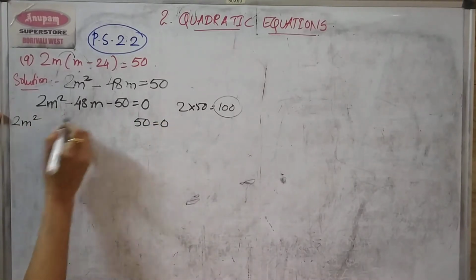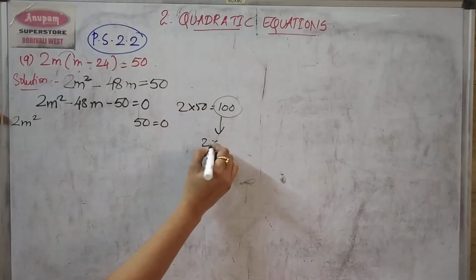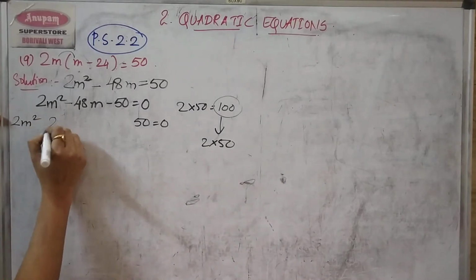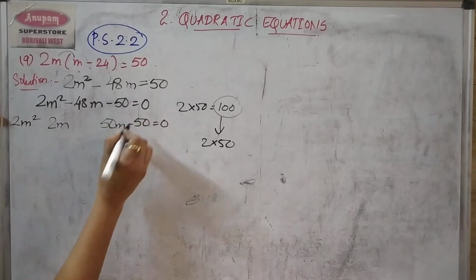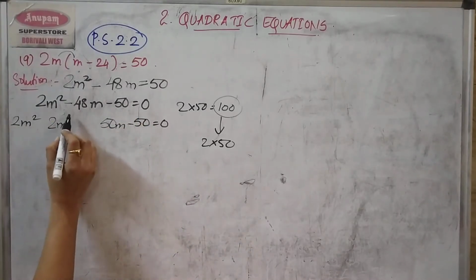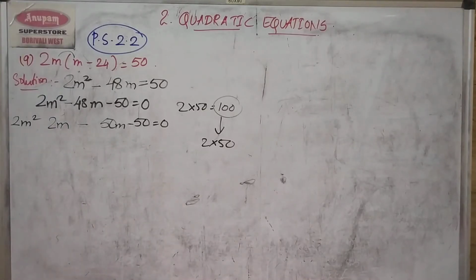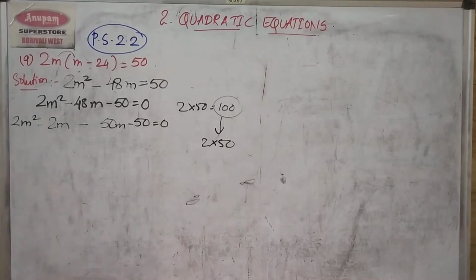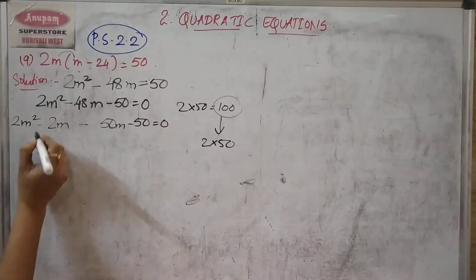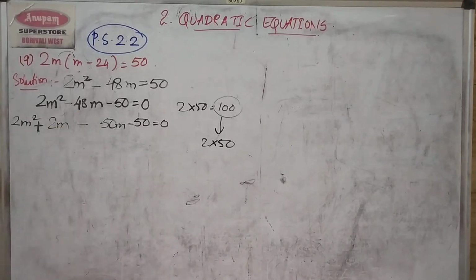I'll split this 48 and then two numbers will be 2 into 50, right? So I'll be writing 2m and 50m. Yes. Now I have to put the sign for the greater number, so this goes to minus, this goes to 50. Now what about this? If I put minus sign here, minus into minus will become plus and 50 plus 2 will become 52, whereas I don't want 52 here, I want 48. So minus will not come, plus will come. Plus into minus will be minus, 50 minus 2 will be 48.